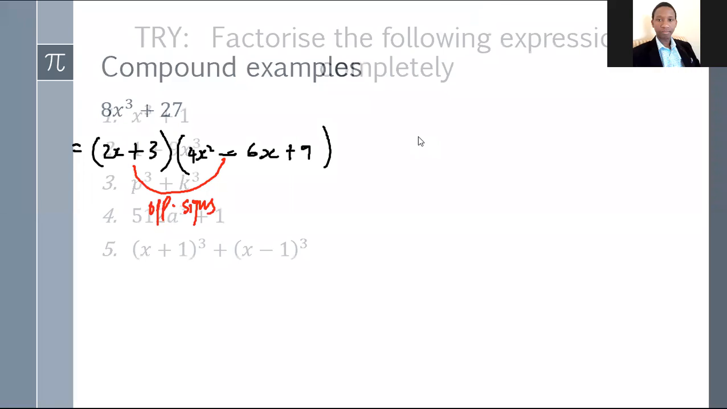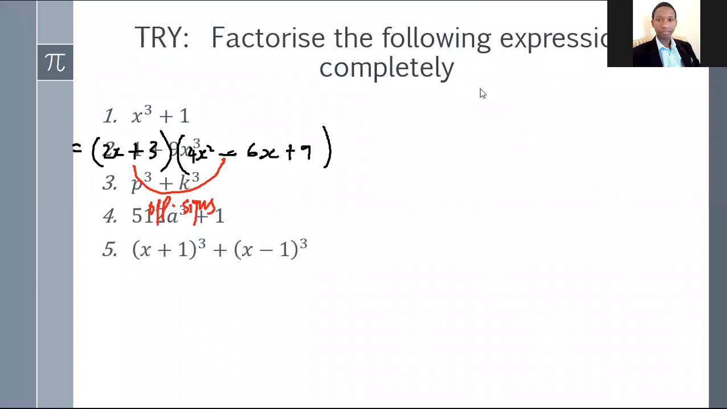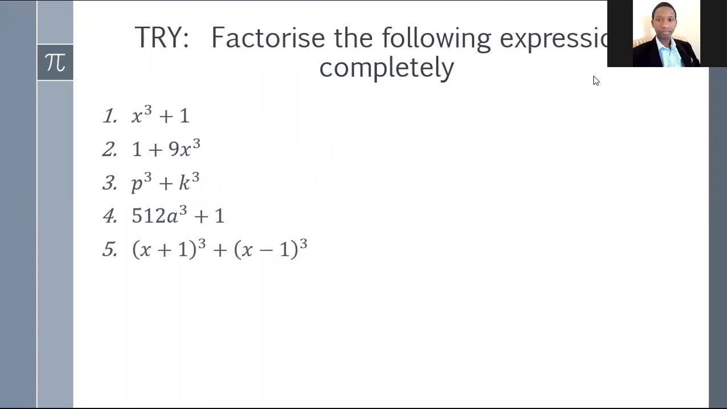Moving on, guys, I will challenge you as usual to try these problems here. It's just the sum of cubes. That's it. You're just going to do what I've been doing in the previous two examples. So give it a try and enjoy.